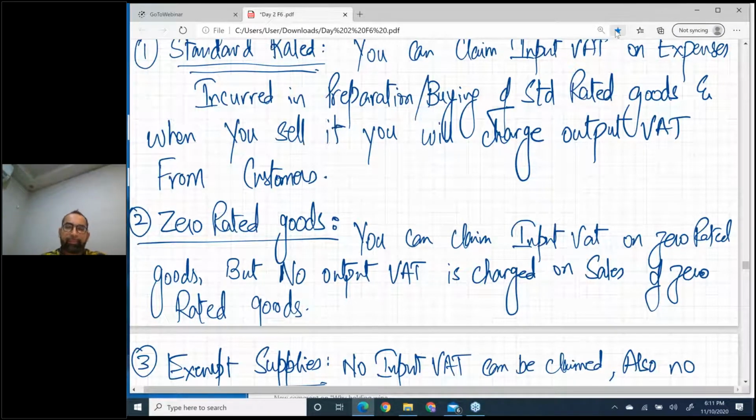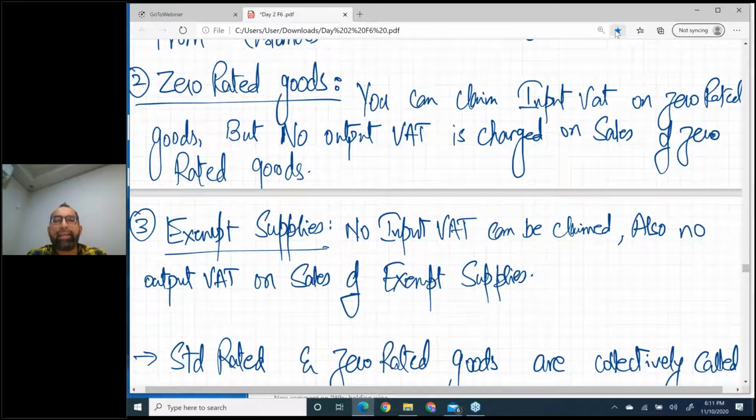Okay, the third type of supplies are called exempt supplies. What are exempt supplies? Listen. Let us say the government made this pen exempt. If you incur any expenses and have paid any VAT in the making of this exempt good, you cannot claim input VAT. That is the first thing.